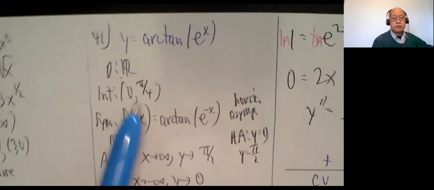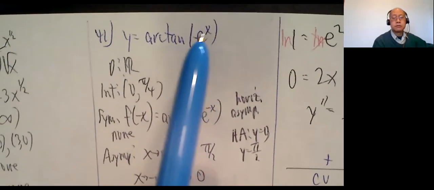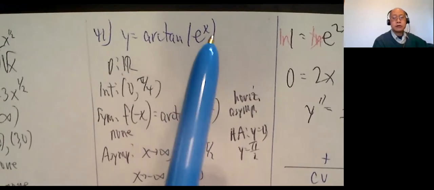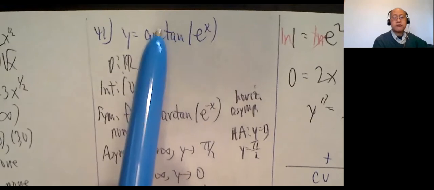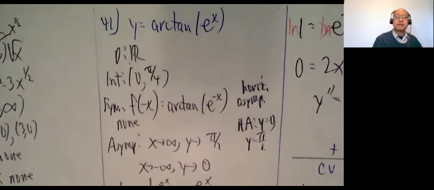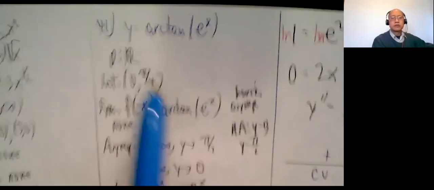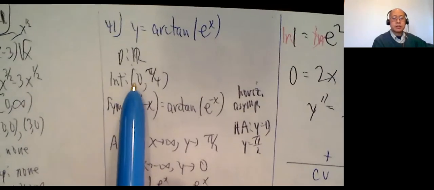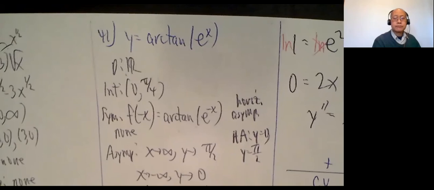Intercepts. Well, plug in 0. E to the 0 is 1. Arctangent of 1 is pi over 4, because the tangent of pi over 4, 45 degrees, is 1. So the only intercept is 0 comma pi over 4.